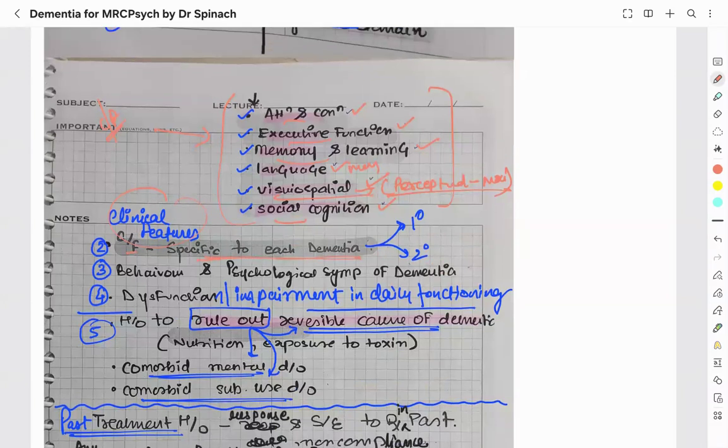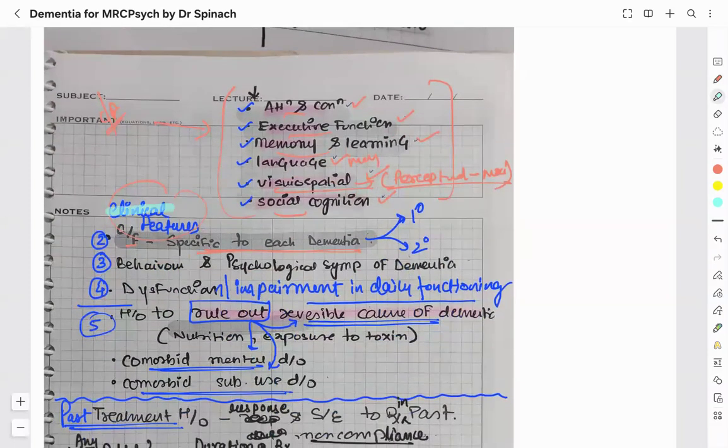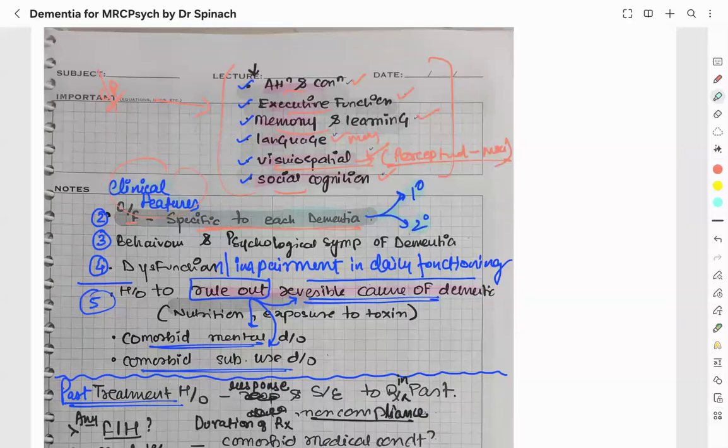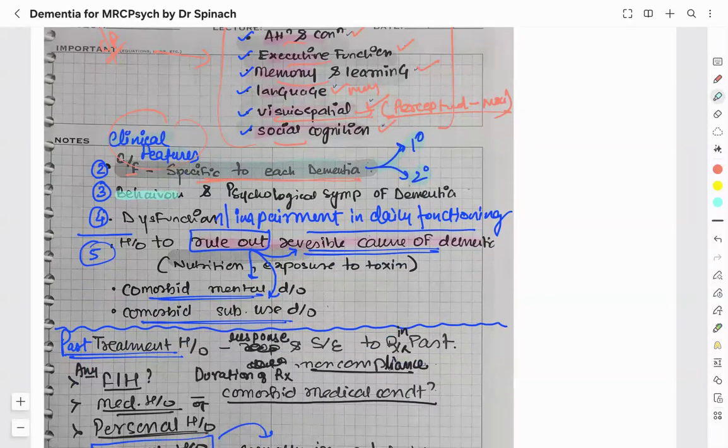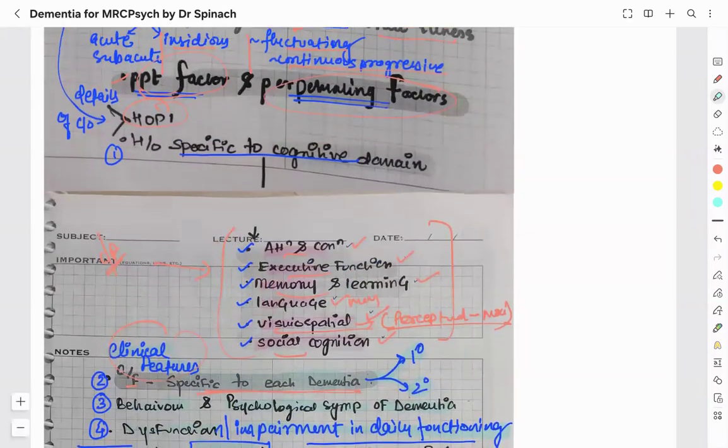Then we go on to see the clinical features of dementia specific to each dementia. First we look into the cognitive domains completely, and then the clinical features of the specific dementia you are suspecting, primary or secondary dementia, and then BPSD, that is behavior and psychological symptoms of dementia. We also look into the impairment in daily functioning, how much daily function has been impaired, and rule out all other things, for example reversible causes of dementia, any comorbid mental disorder, any comorbid substance use disorder. This is what you are going to do in the HOPI of this patient.